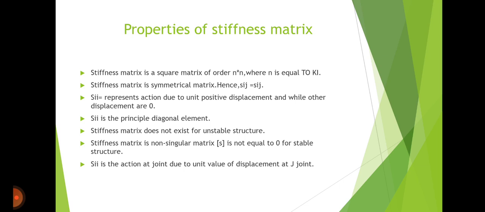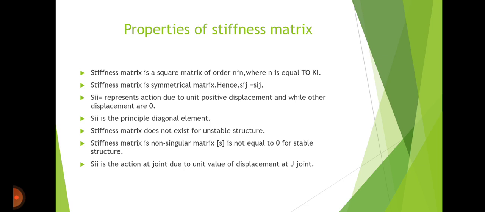Properties of stiffness matrix. The stiffness matrix is a square matrix of order n by n, where n is equal to the number of unknown displacements. The stiffness matrix is a symmetrical matrix, hence Sij is equal to Sji. Sii represents the action due to unit positive displacement while other displacements are zero. Sii is the principal diagonal element.